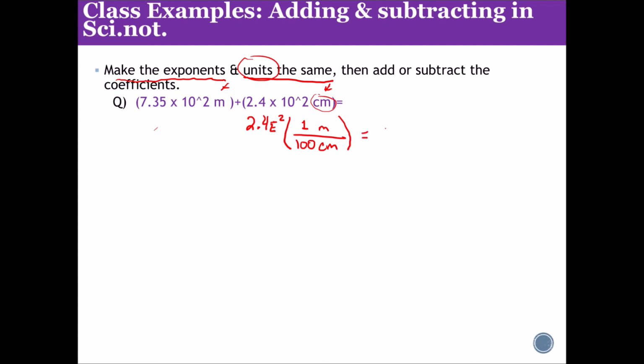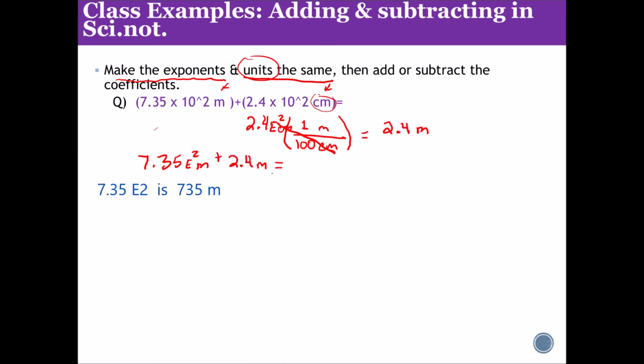That's going to give me 2.4 meters. So centimeters on the top cancels, and I'm left with 2.4 meters. So now I have 7.35 times 10 to the second meters plus 2.4 meters.